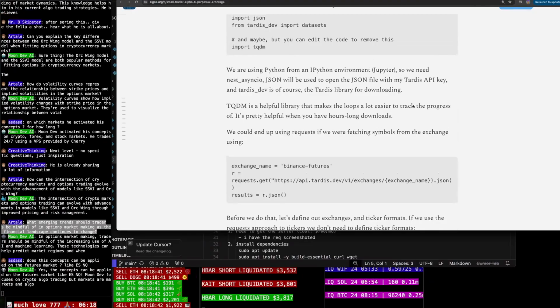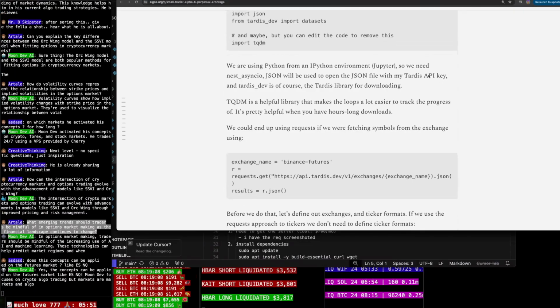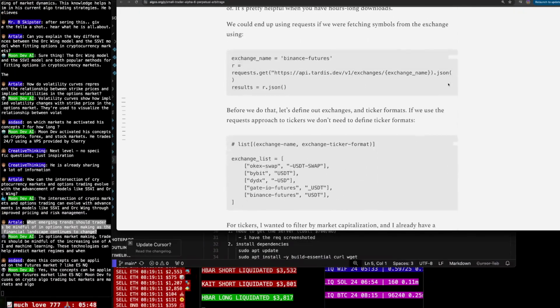So we need to nest asyncio. JSON will be used to open the JSON file with the TARDIS API key. The TARDIS dev is, of course, the TARDIS library for downloading. TQDM is a helpful library that makes the loops a lot easier to track the progress of. It's pretty helpful when you have hours-long downloads. We could end up using requests if we were fetching symbols from the exchange.